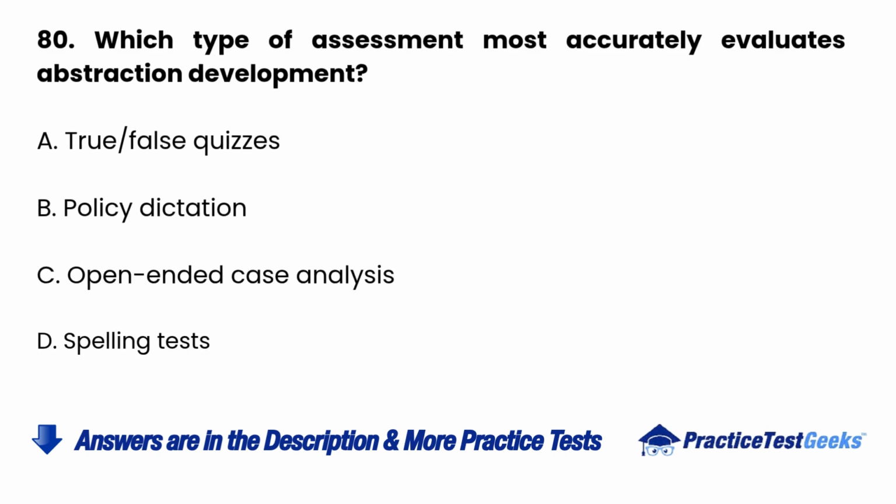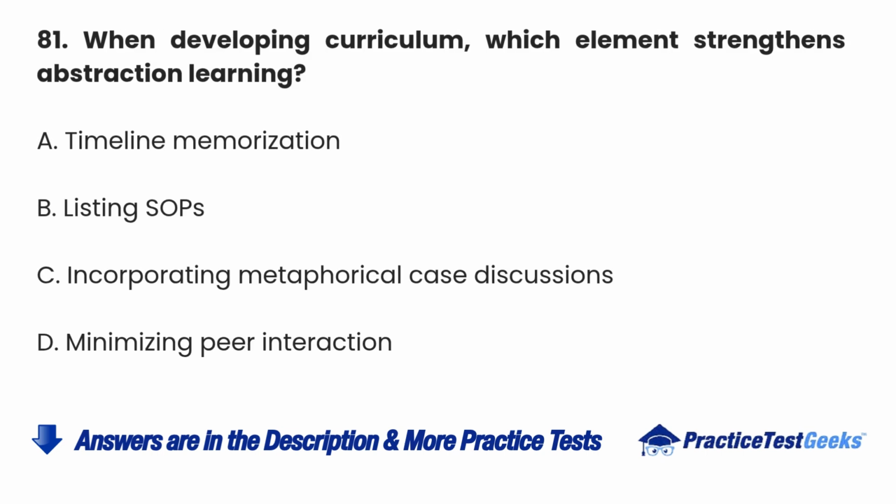80. Which type of assessment most accurately evaluates abstraction development? A. True-false quizzes. B. Policy dictation. C. Open-ended case analysis. D. Spelling tests.